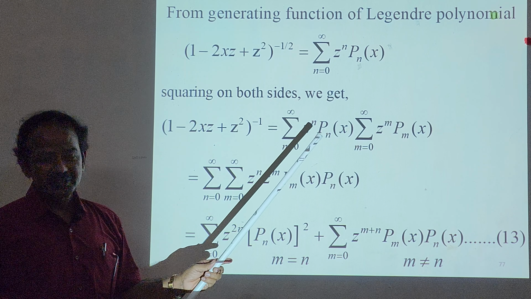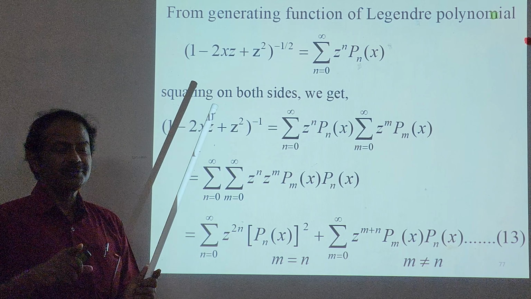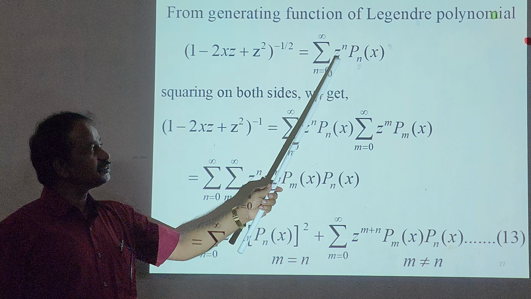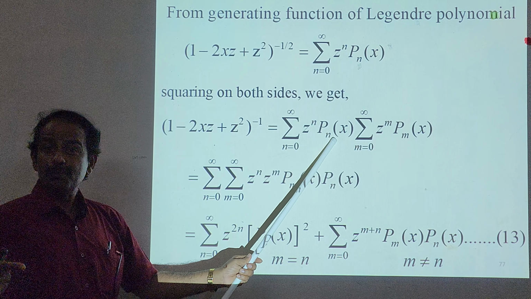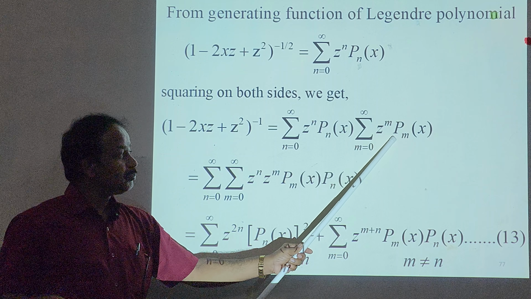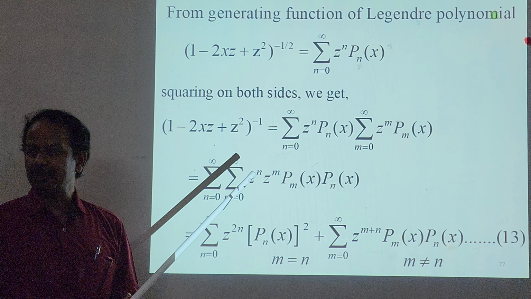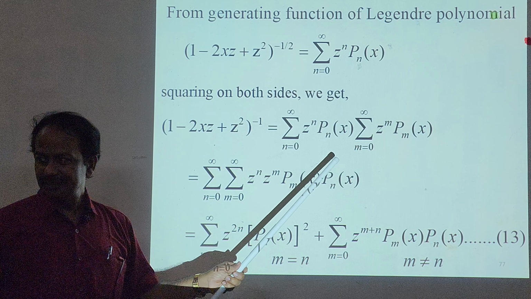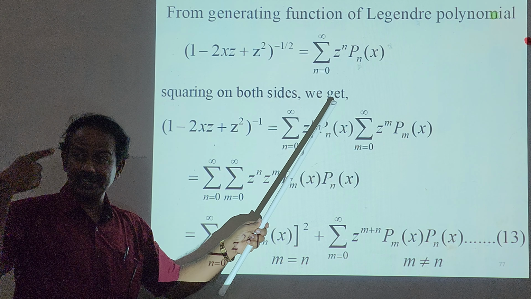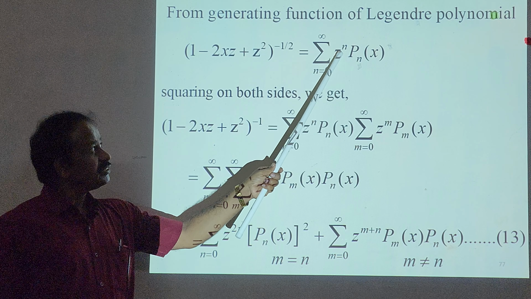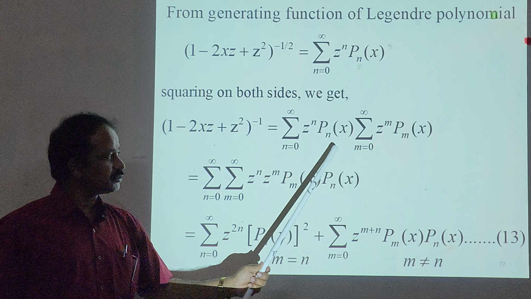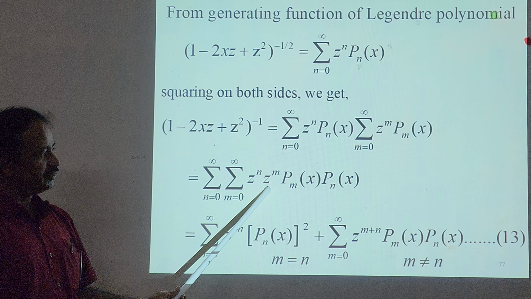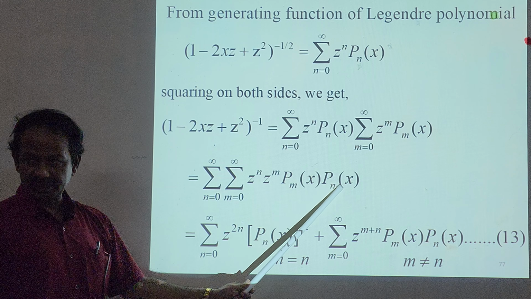Whereas when you square this term, it is not simply to the power squared. You have to be more careful because we will be using only two variables n and m. When you square it, this becomes z to the power n Pn of x multiplied by z to the power m Pm of x. This is very important in the orthogonal property. When you square it, we have to use only the other index. It is not exactly as it is squared; for n times, this is p times. So after squaring we write this as z to the power n, z to the power m, Pm of x, Pn of x.